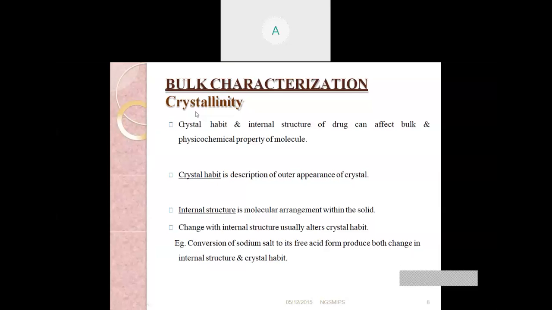Have you studied? Yes or no? Have you studied about the crystal forms? What is the characteristics of crystallinity? Yes or no? You just please reply.